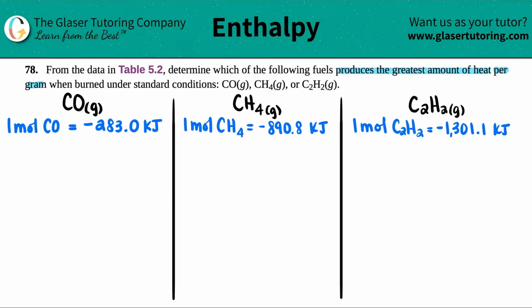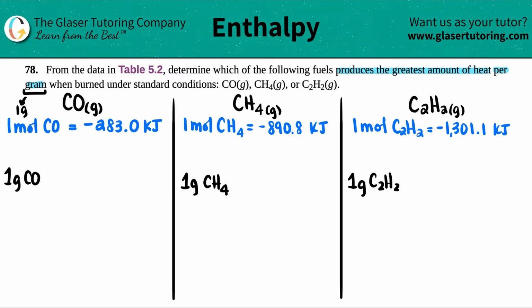Now, when they're asking for per gram, how many grams are we talking about? How many grams are we allowed to have for each substance? When they say per gram, they're just talking about 1 g. So that's what I have to start off with for each one of these. So I have 1 gram of CO, 1 gram of methane, CH4, and 1 gram of the ethylene, C2H2. Actually, is it ethylene? Or is it acetylene? It's acetylene. Yes, acetylene. Acetylene is C2H2.